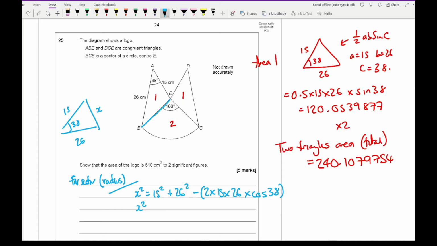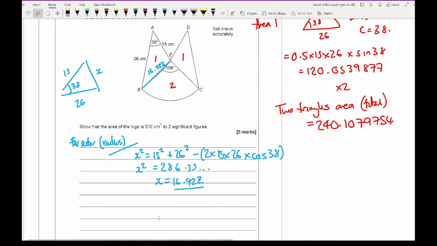It gives me an answer of 286.35 and so on. I keep that on my calculator and just square root that answer. It gives me an answer that x equals 16.922 to 3 decimal places. So this length here is 16.922.